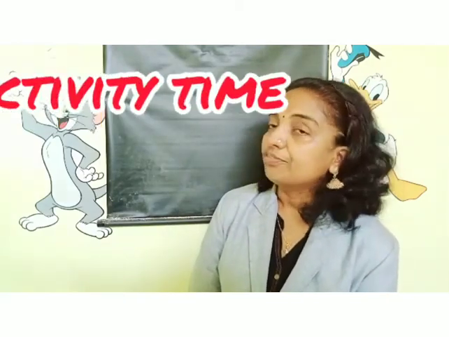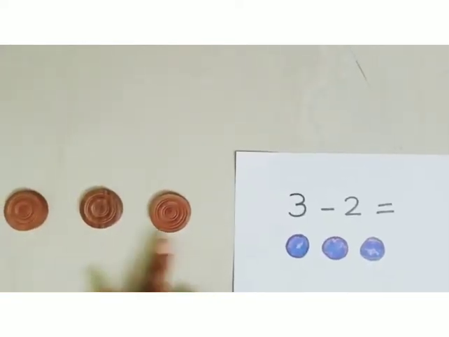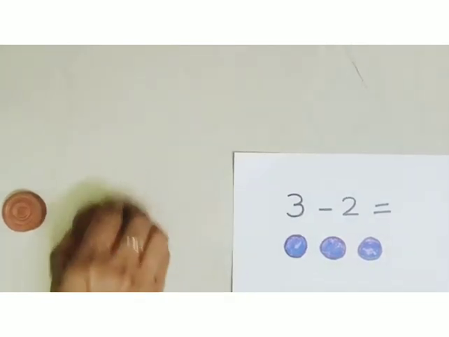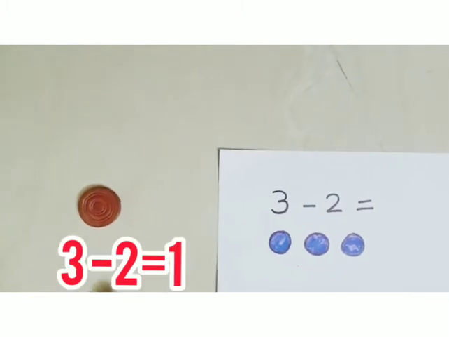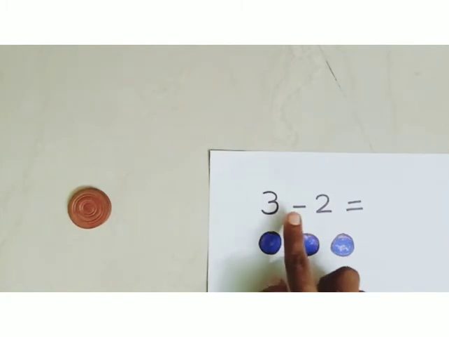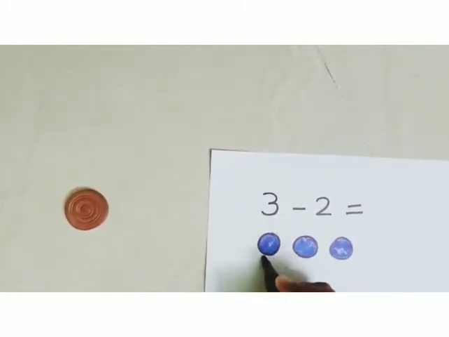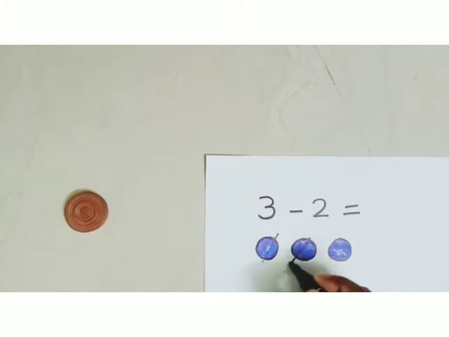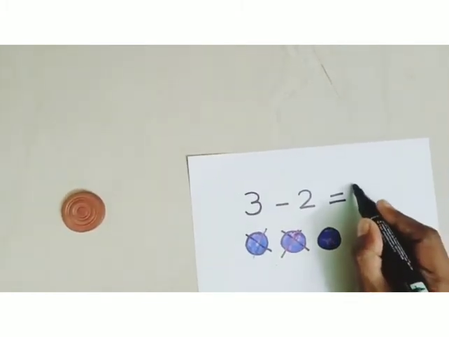Children, it's time for activity. Watch the video. Here are 3 coins. 1, 2, 3. Take away 2. How many are left over? 3 minus 2 equal to 1. 3 minus 2. Cut 2. Answer is 1.